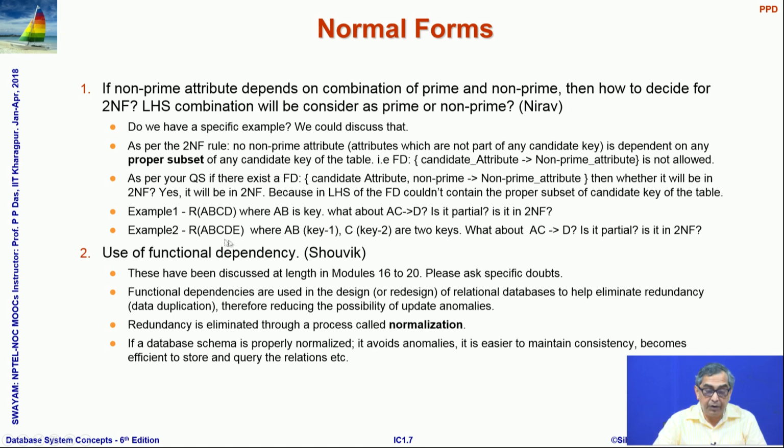Similarly, in the other example of A, B, C, D, E, A, B is one key and C is another key. So, we have two candidate keys, and we are trying to reason about A, C determining D. Again, A, C is not a subset of any of the candidate keys, and therefore, even though D is non-prime, this is not a partial dependency and the relation is in 2NF.